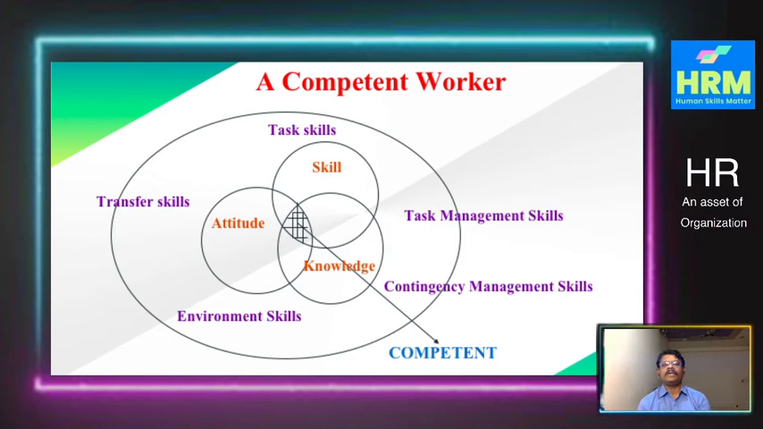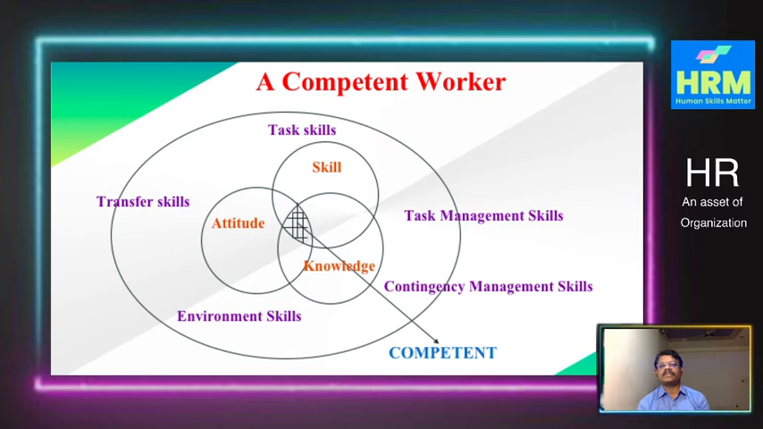Then a competent worker, you can see the competence of the individual at two levels, like task skills, task management skills, contingency management skills, environmental skills, and transport skills. That is the one level.